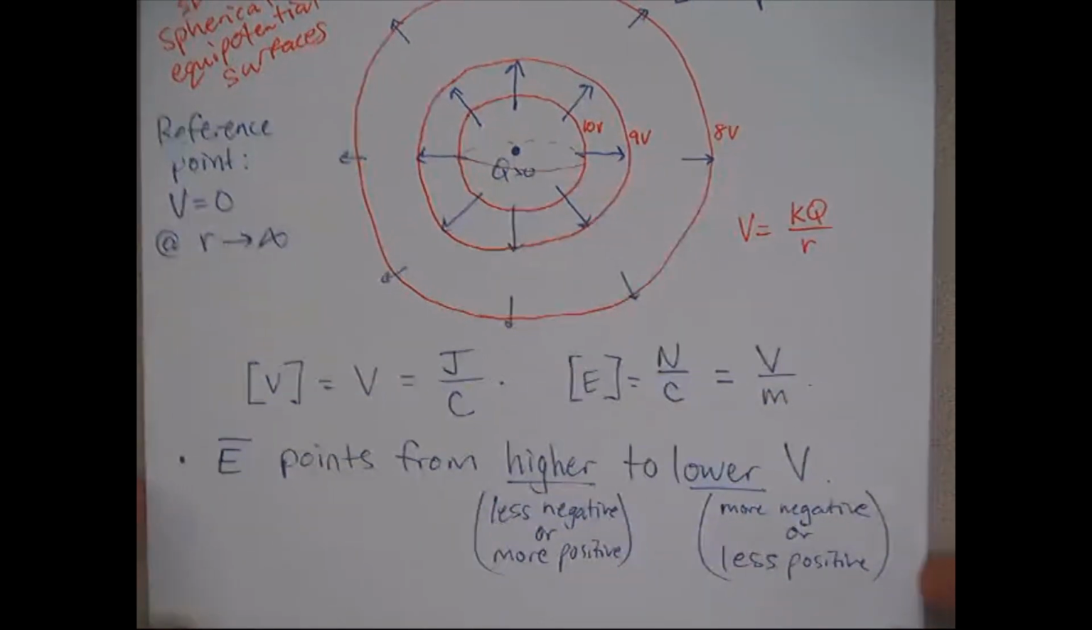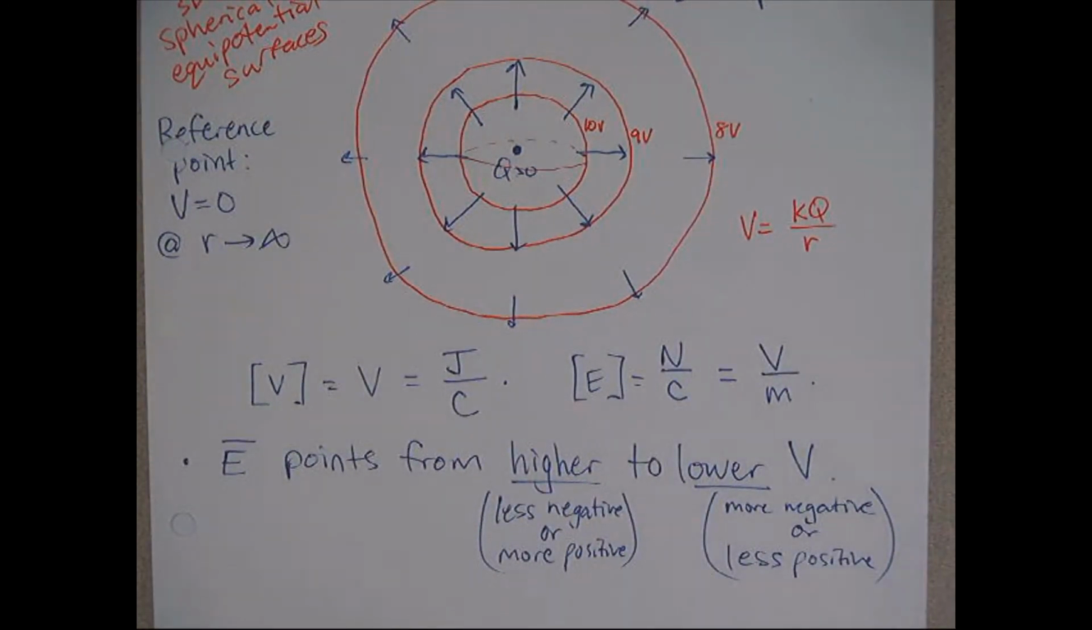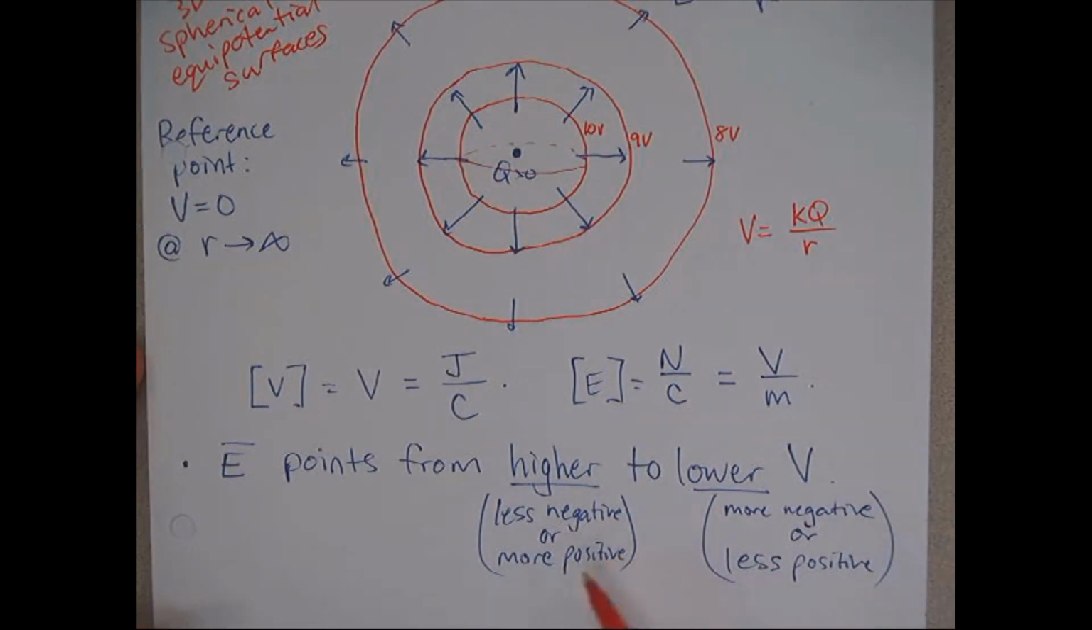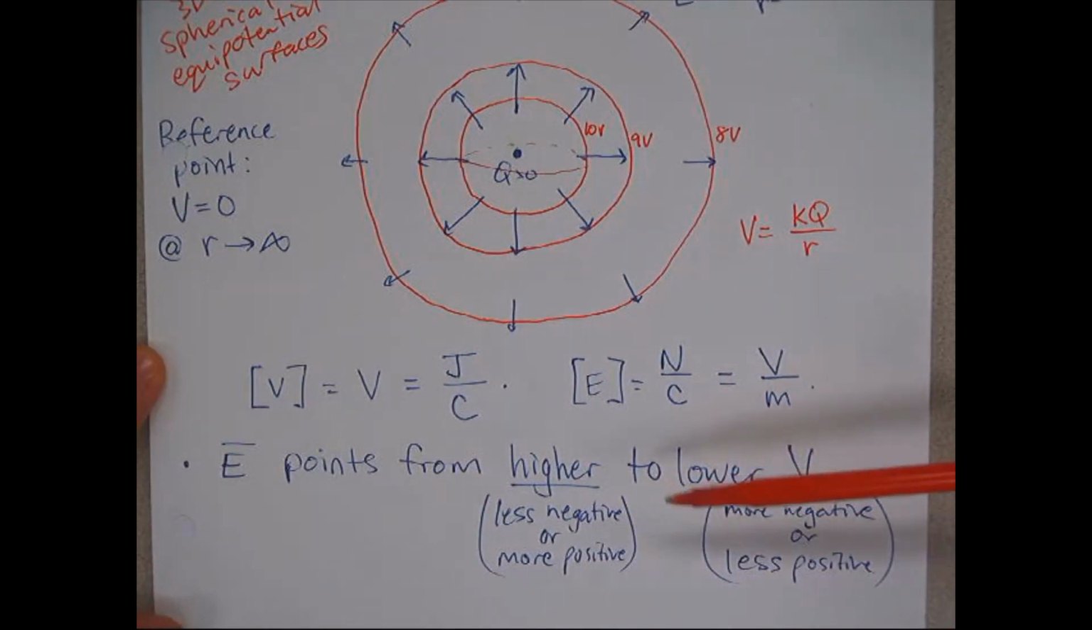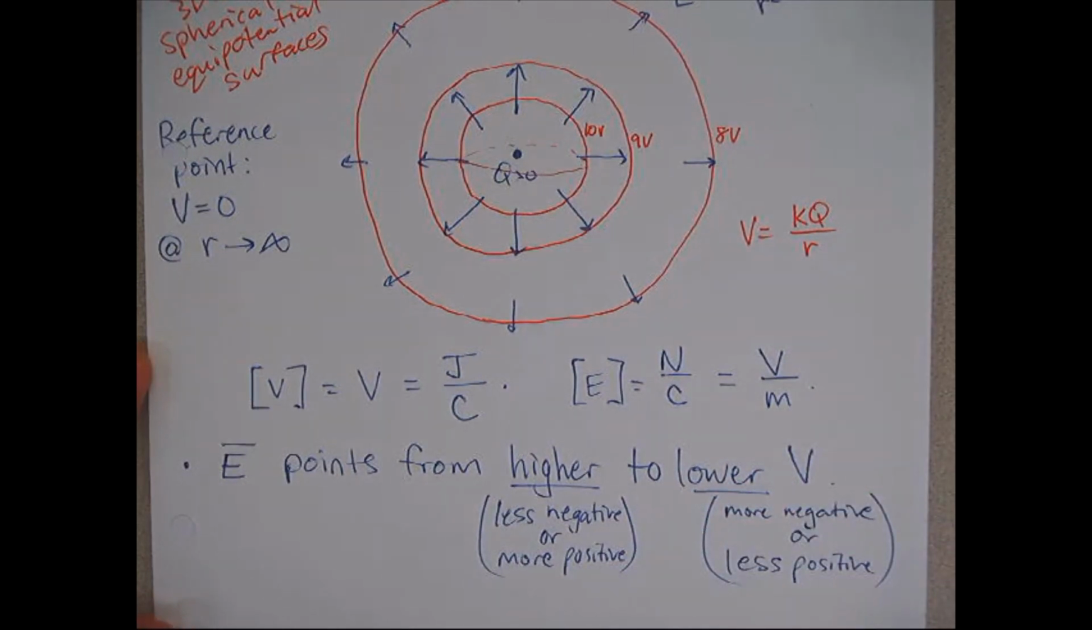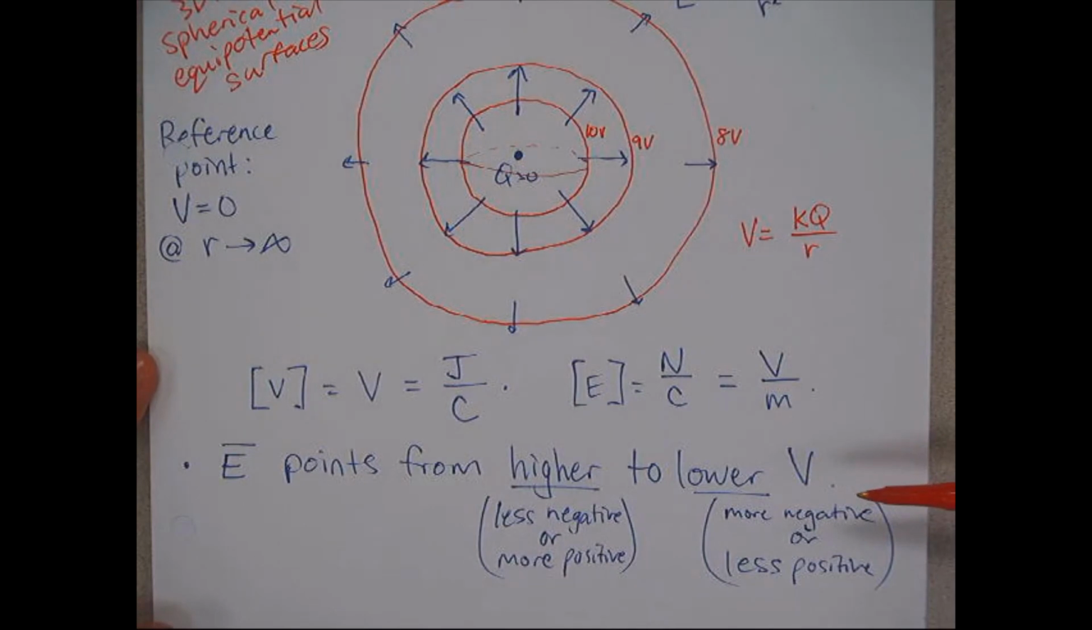To add another rule for electric fields, we can state that electric field vectors must point from higher to lower voltage. By higher, be careful to understand that this could mean less negative voltage or more positive voltage. Lower voltage can mean more negative or less positive.